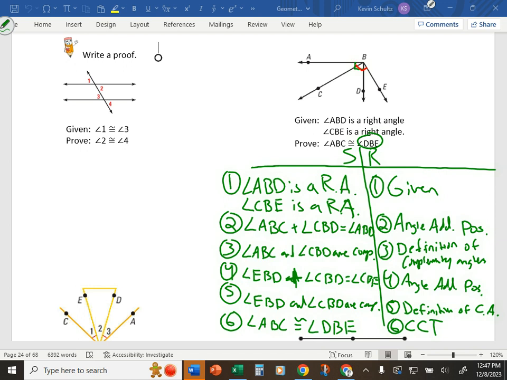Why can't you just do a simple equation like CBD plus CBE equals 90 and ABC plus CBD equals 90? Because in order to use that congruent complements theorem, you have to identify them as complementary angles. You could go that route, but you still need to identify them as complementary angles. Because we don't know what the angle measures of each individual angle is, we have to group them together as complements and go that route.